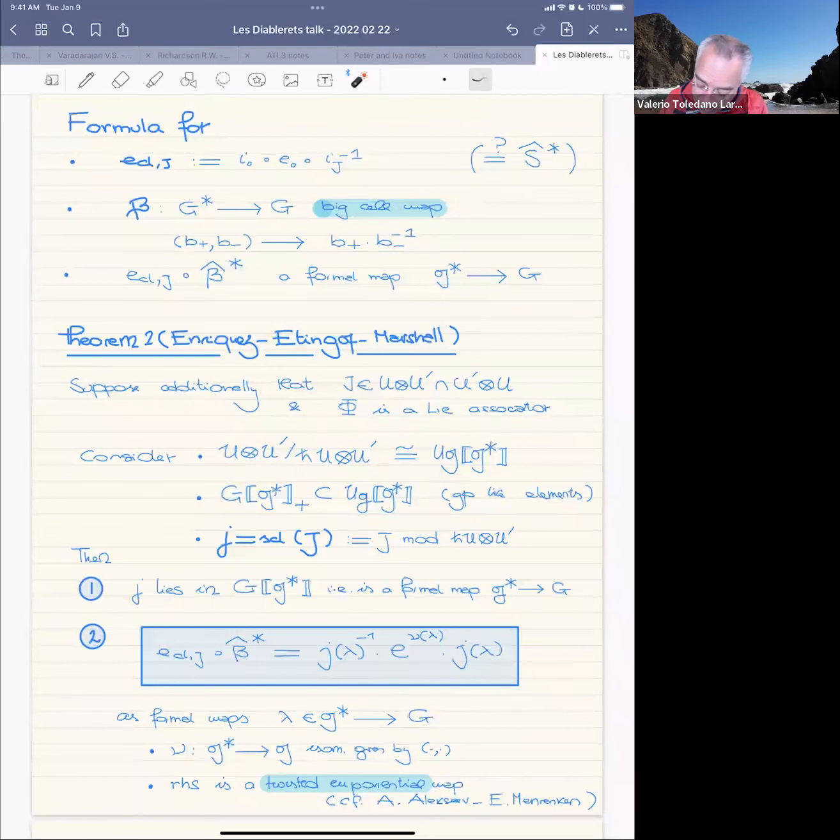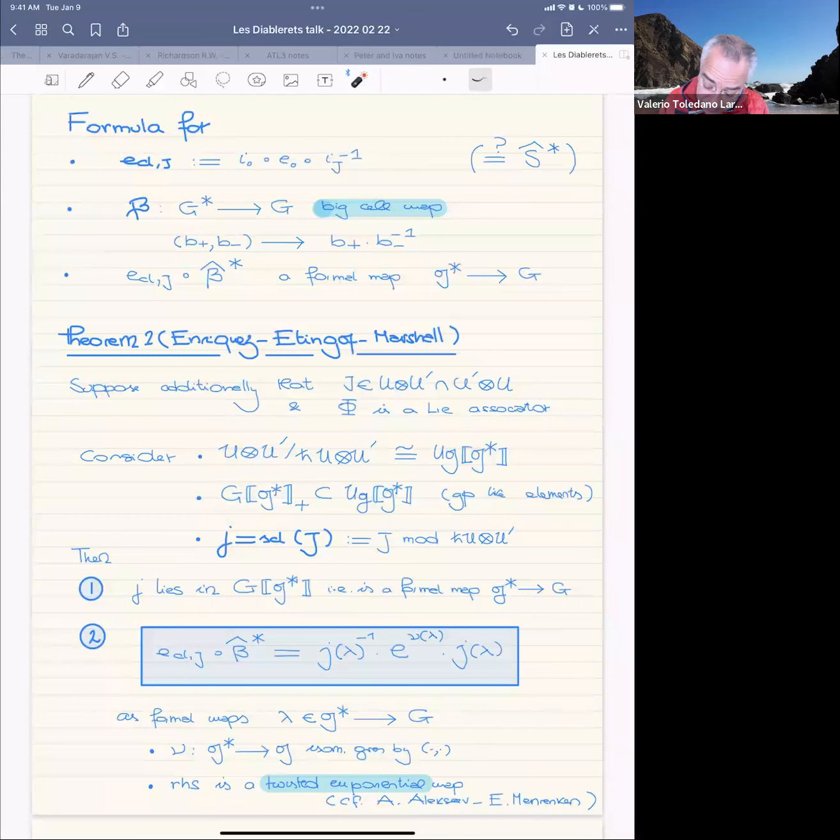Okay. Inside this algebra of formal power series, I can find the pro-unipotent group, which arose earlier, which is the pro-unipotent group of formal power series on G star with values in G. And this is in fact exactly the group of group-like elements in here.